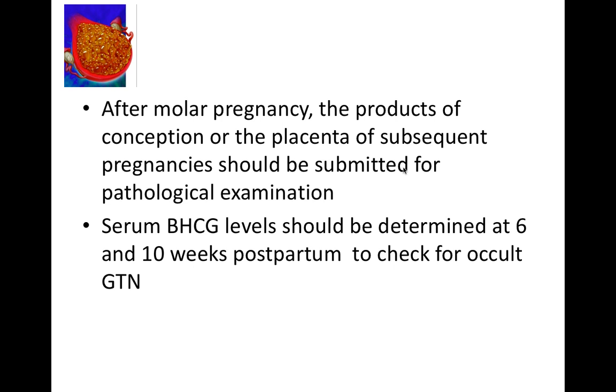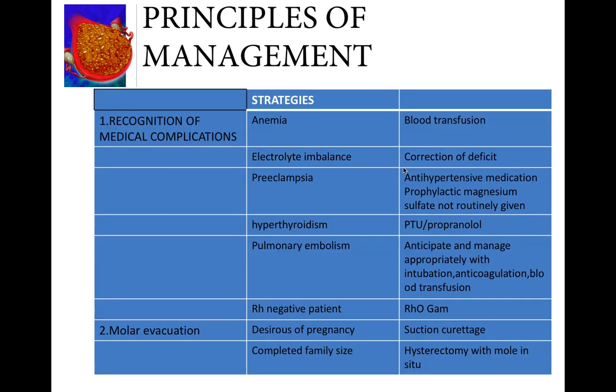After molar pregnancy, the products of conception or the placenta of subsequent pregnancies should be submitted for pathological examination, and the serum beta HCG level should be determined at 6 and 10 weeks postpartum to check for occult GTN. This is just a table giving us a summary of the principles of management.